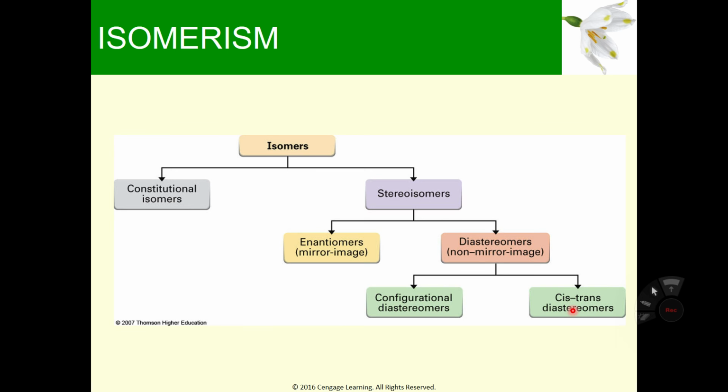All stereoisomers except enantiomers, which are in a mirror image relationship, are called diastereomers. And if they are cis-trans isomers, then we call them cis-trans. If they are not cis-trans isomers, then we call them configurational isomers in diastereomers. We'll look at this diagram quite frequently.